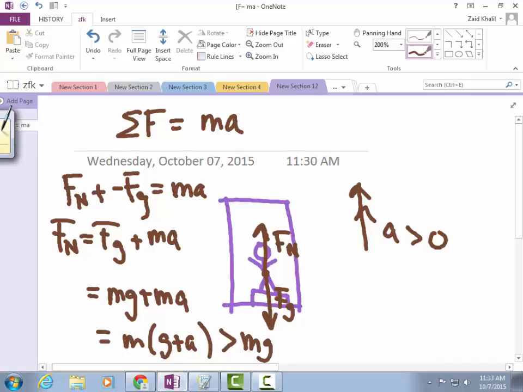In other words, I take this onto an elevator that's accelerating upwards. What do I feel? Well, I look down at the scale, and all of a sudden it went from 250 to 260, and I say, oh. Yes? Well, what I'm doing here is I'm factoring out the m. These two share an m, factor it out, you have g plus a.